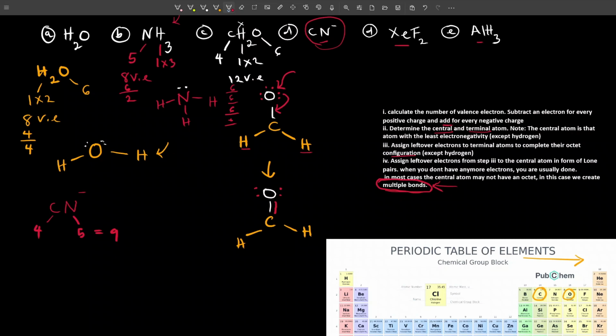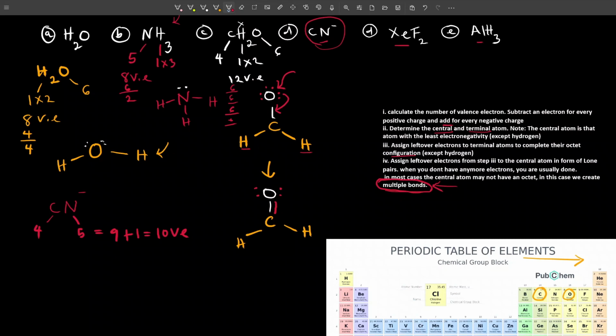Because this is a negative charge, it means that it has gained an electron. A positive ion means that it lost electrons, a negative ion means that it gained electrons. What do I do here? I will have to add one more electron. That will give me a total of 10 valence electrons.